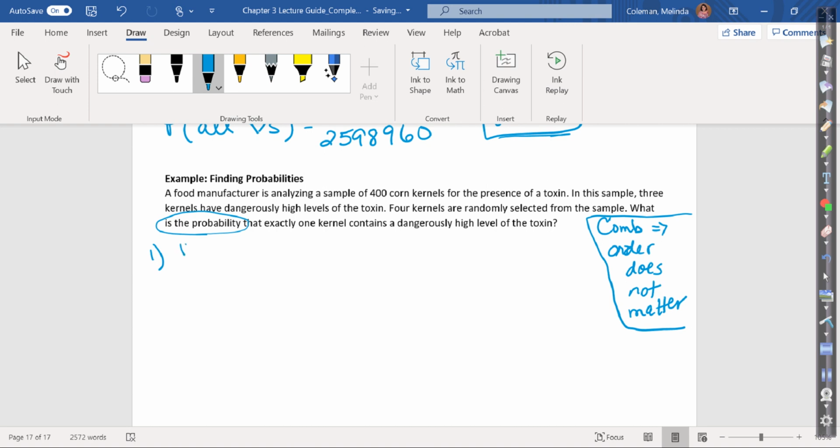So the first thing, you need the number of ways 1 out of 3 toxic kernels can be chosen. And that's pretty simple. That's going to be C(3,1).